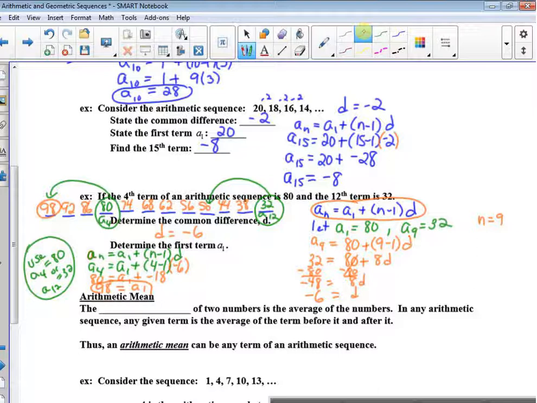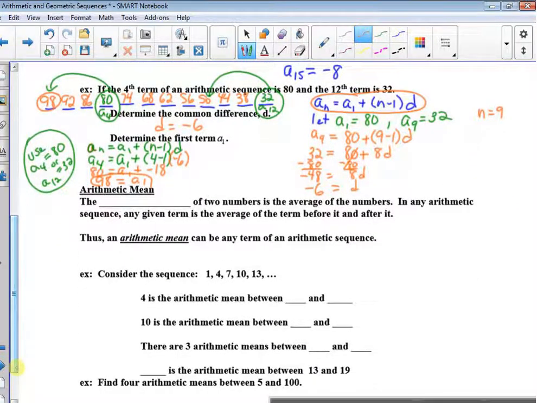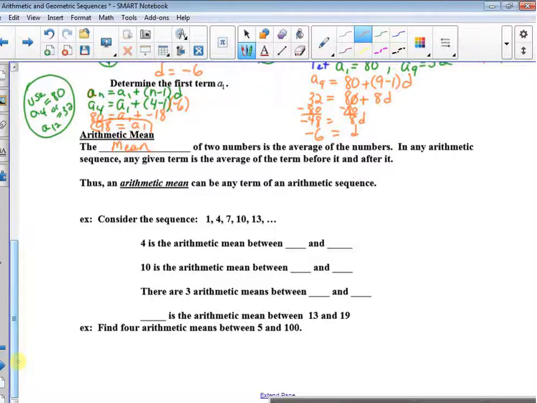So that's using the formula to find that. There are other ways, but that's using the formula. Then we have arithmetic mean. The mean of two numbers is the average of the numbers. In an arithmetic sequence, any given term is the average of the term before and after it. Thus, an arithmetic mean can be any term of an arithmetic sequence.